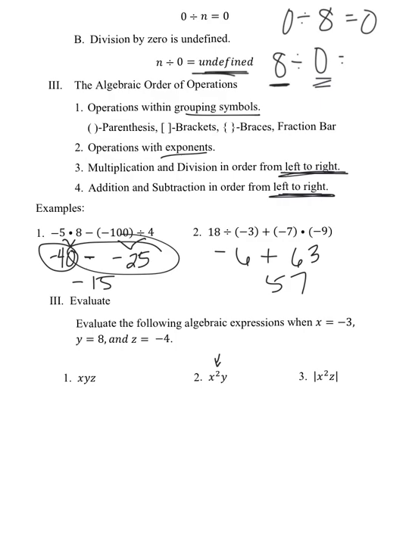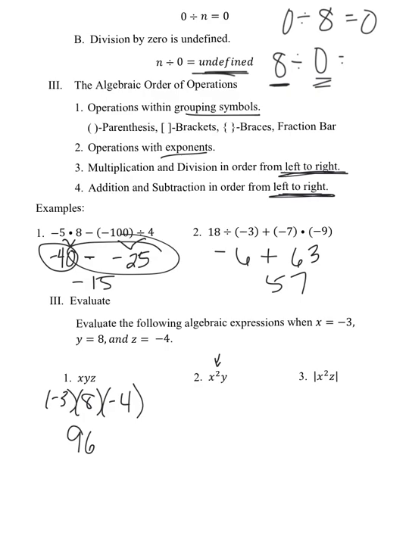This last piece that I'm going to show you is evaluating algebraic expressions when x is -3, y is 8, and z is -4. To do this, I'm going to say when you have xyz, what that means is anytime you have a variable and another variable smacked up against each other, it's multiplication. So this problem here is saying I want you to take -3 times 8 times -4. And when you do that, you're going to get 96.